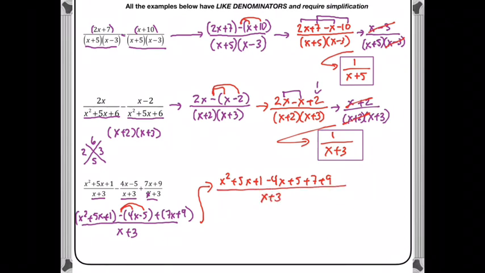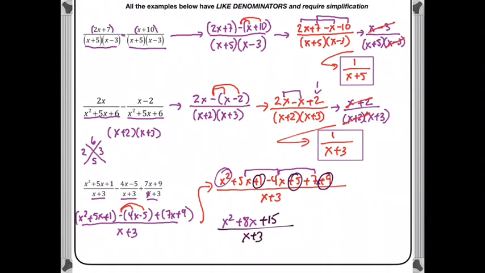So now we got some like terms to collect. Notice that x squared is all by itself, so we end up with this x squared up top. However, we got 5x minus 4x, which is just x. Oops, looks like I forgot an x there. And so it is going to give me an 8x up top, because again, 5 minus 4 is 1, plus 7x is 8x. And then we also have, let's see, 1 plus 5 is 6, plus 9, that's 15. Okay, and then it is going to be all over x plus 3. And up top, it looks like we got something to factor now.